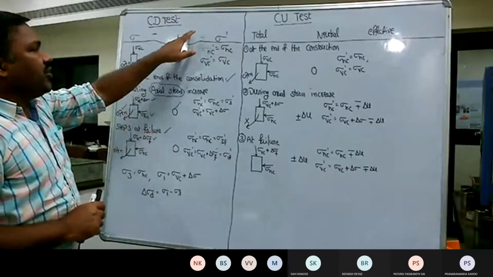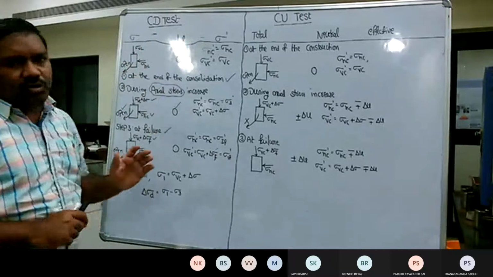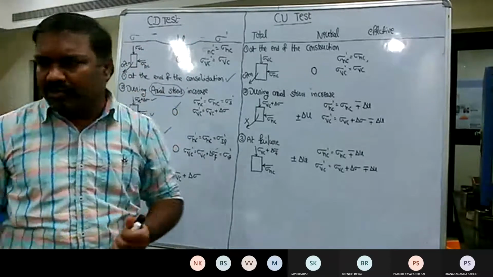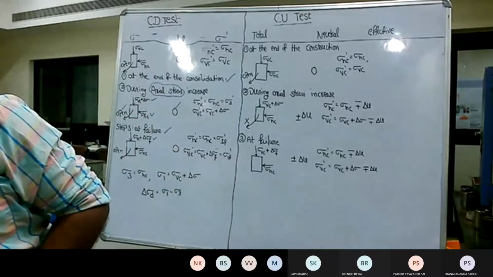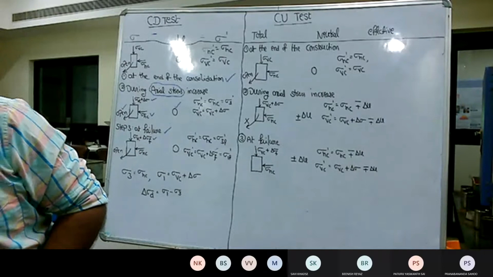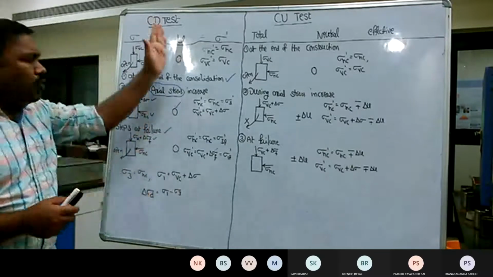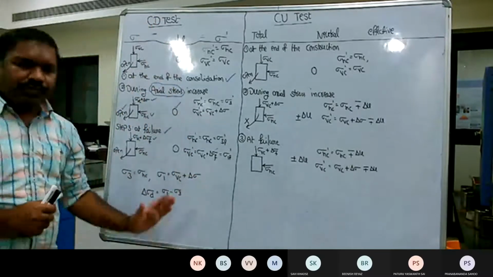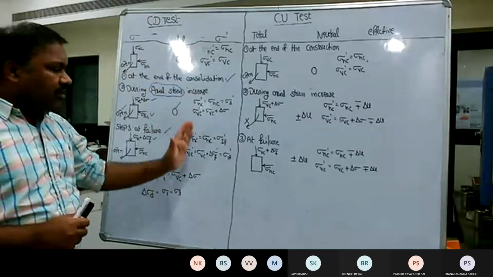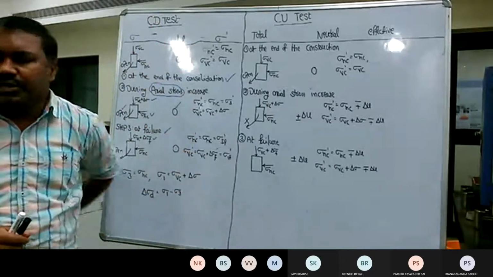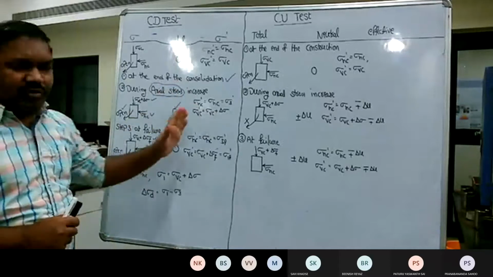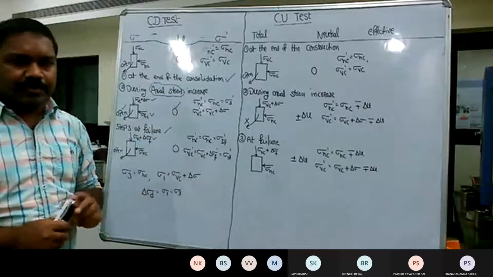Otherwise your U will not be zero. Rather it will be some positive or negative value. But that is not acceptable in the case of the CD test. So therefore your loading condition shall be so slow. Now I hope it is clear to you how the CD test will be conducted and how the stresses will be computed in the case of the CD test. We will discuss further about the CD test. If you have any question, you are most welcome to ask me.